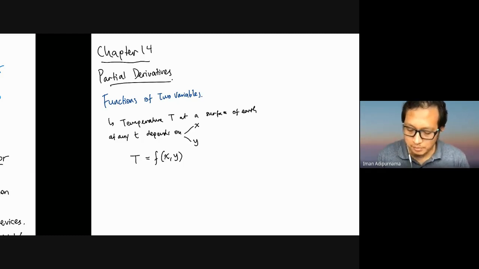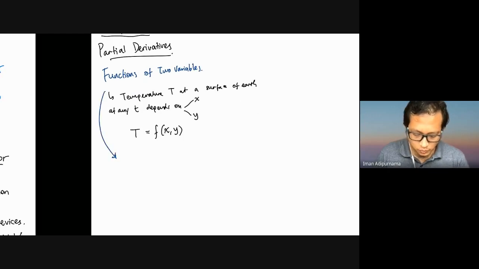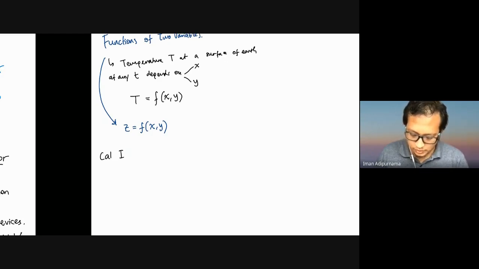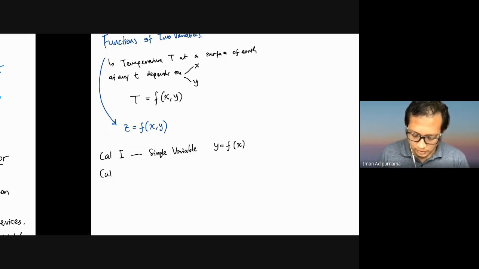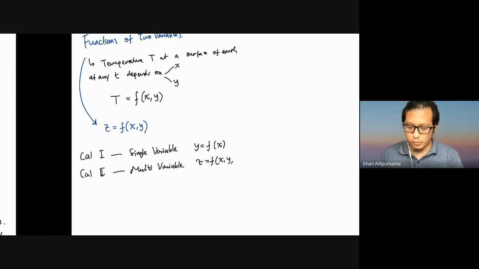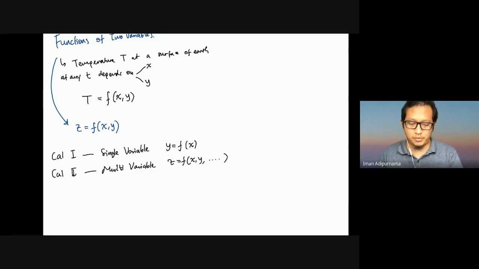Now, in math, we usually write the term as z. Let me give you some review of what we did in calculus one. We did the single variable, y equal f of x. Now in calculus 2, we call it multivariable, so the number of variables is more than one, for example two, or more.